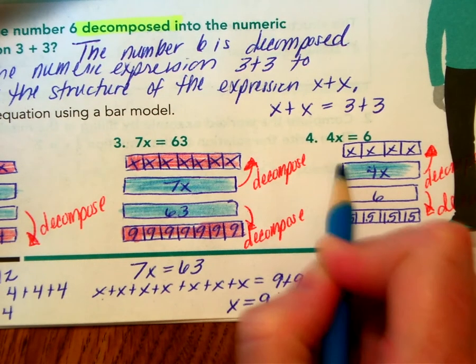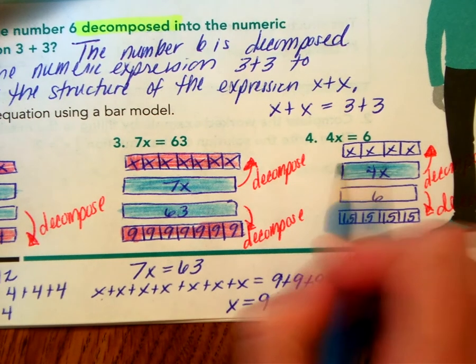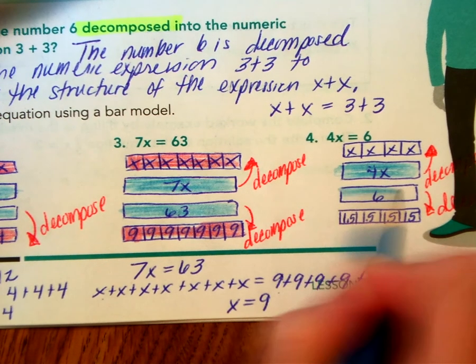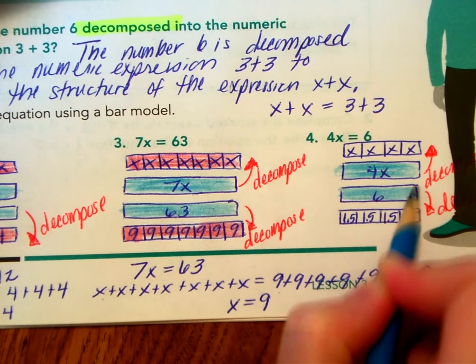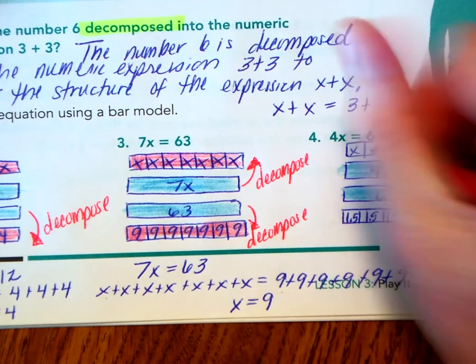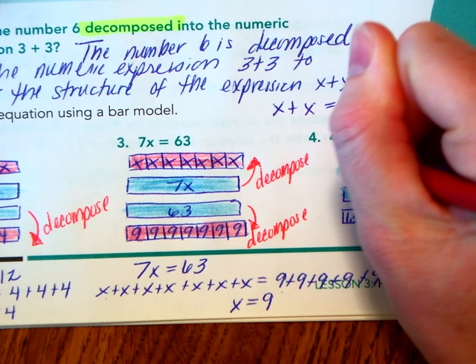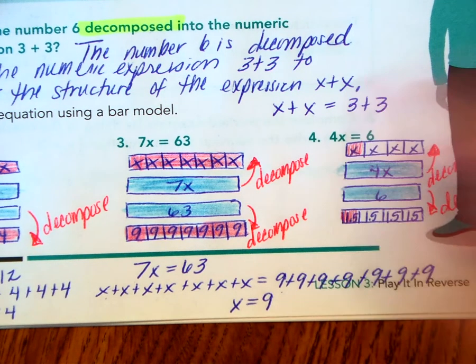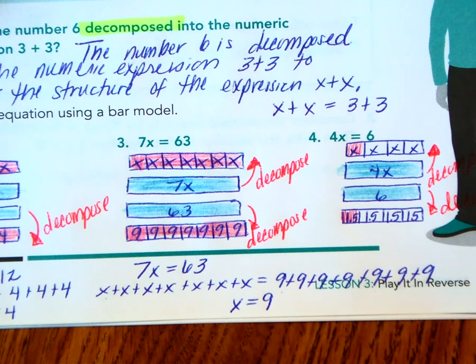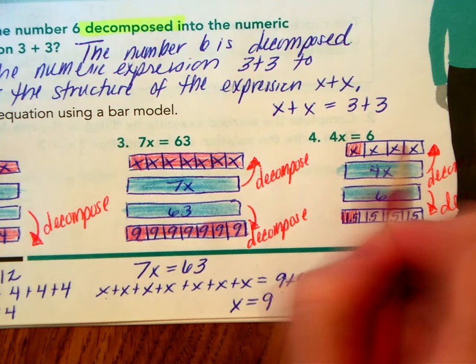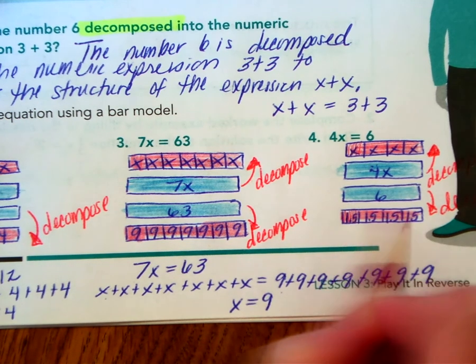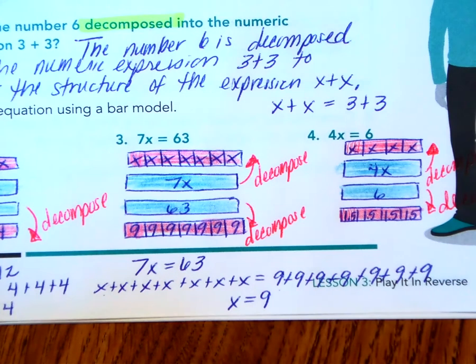Your original equation contained the two expressions, 4x and 6. After you decomposed it, you could visualize that one of the x's is worth 1.5. All of the x's, all 4 of them, is worth 6. The models are kind of fun.